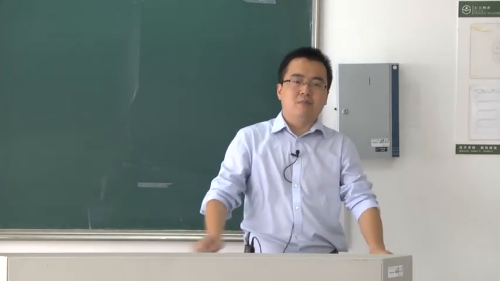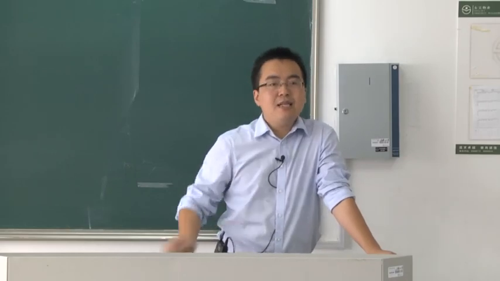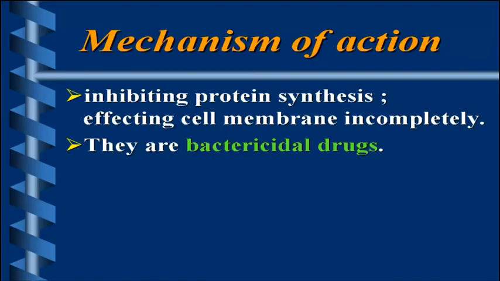What is the mechanism of aminoglycoside action? It's similar to tetracycline and chloramphenicol. The aminoglycoside also inhibits protein synthesis. It can affect membrane integrity. They are bactericidal drugs. It's different from tetracycline and chloramphenicol. Tetracycline and chloramphenicol are bacteriostatic drugs, and aminoglycosides are bactericidal drugs. It's different.